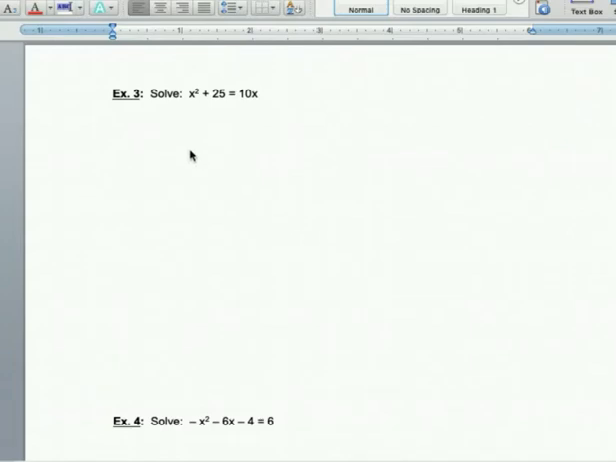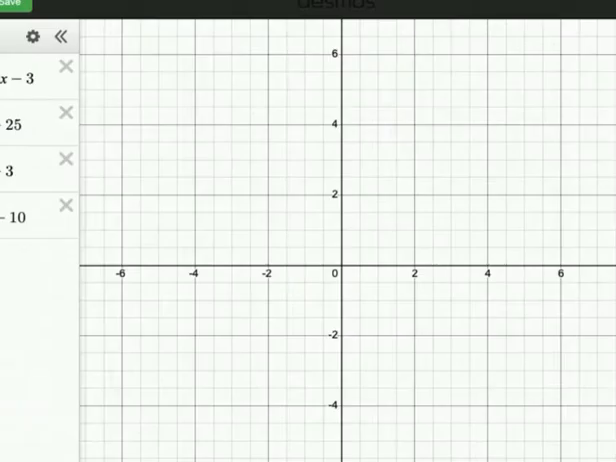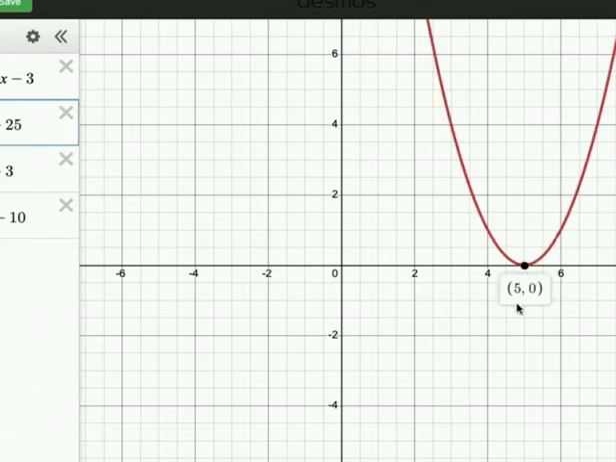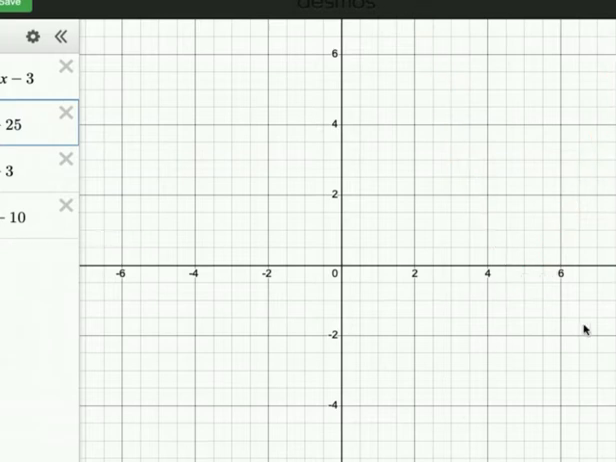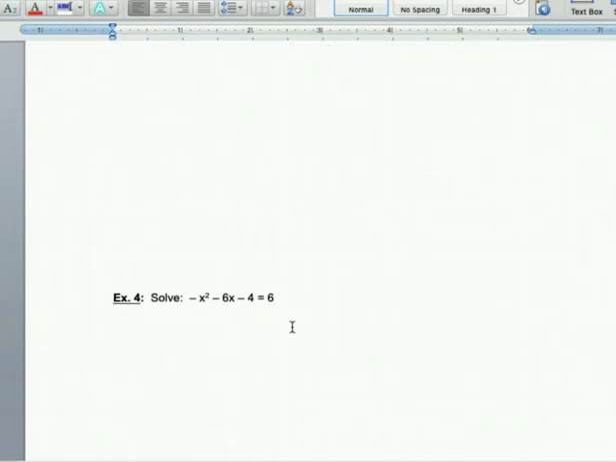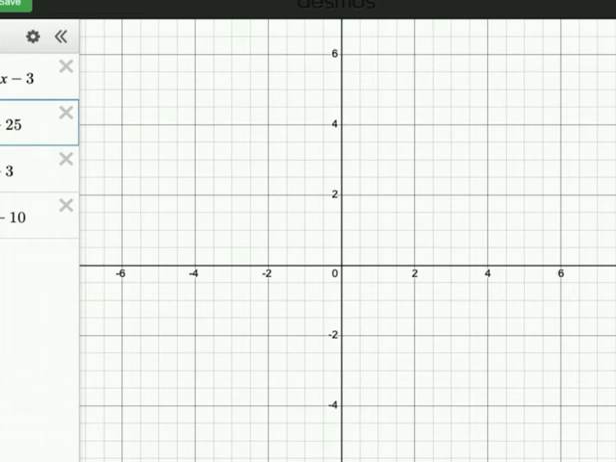Okay, if I want to check graphically my solution to example 3, when I set that equal to 0, I had x squared minus 10x plus 25 equals 0. And you can see that there's only one 0 or one x-intercept, and that's when x is 5, then y is 0. Let's take a look at example 4. Example 4 was when I set that equal to 0, I ended up with negative x squared minus 6x minus 10 equals 0. And we said that there was no solution. And you see how there's no x-intercepts? There are no values of x that will give me a y value of 0.